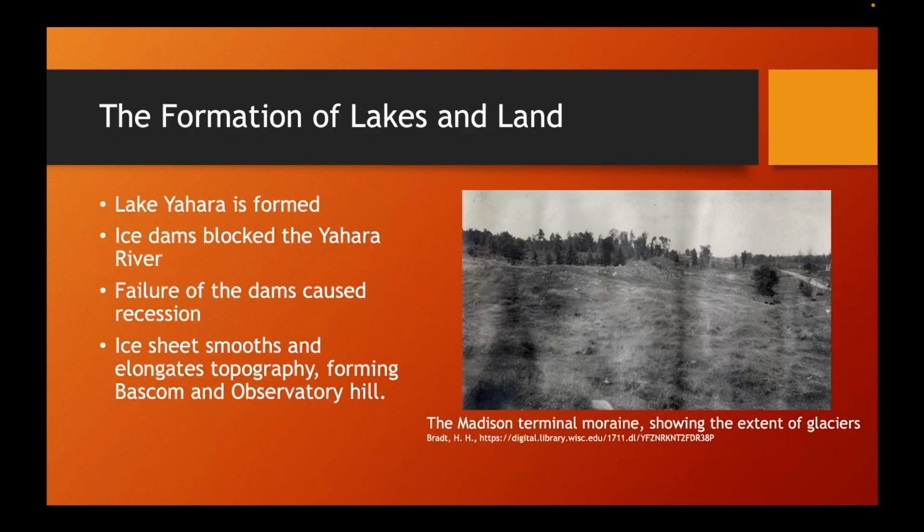One notable example of this is the formation of the drumlins that resulted from this, Bascom and Observatory Hill. Pretty neat. And in this picture here is just the terminal moraine that I mentioned on the last slide, showing the extent of the glaciers between Madison and Verona. You can see the line right there.